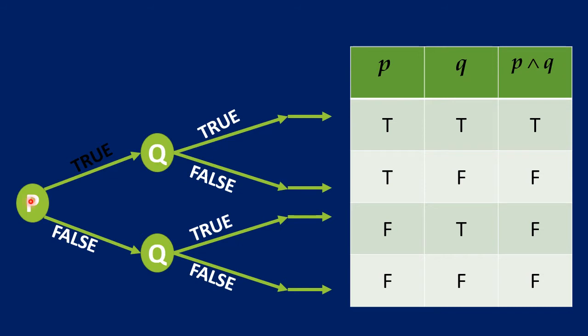So there you go. This is where P is true, Q is true, so you get this first row. This next branch, P is true, Q is false, so you get this row, right? This one, P is false, Q is true, you get the third row. And lastly, P and Q are both false. All right.